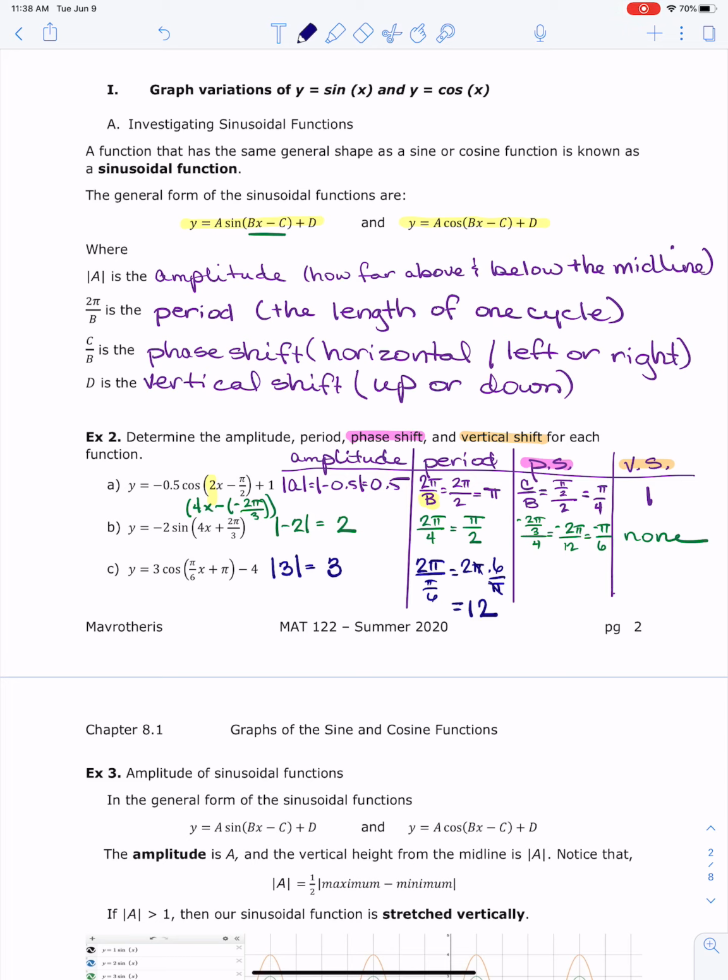Our phase shift, again, same thing here. I've got pi over 6x minus pi. So I have got -pi over pi over 6, -pi times 6 over pi. I get a phase shift here of -6. Makes sense, kind of in line with the period being 12. Our vertical shift, after the fact here, we are subtracting 4. So our vertical shift is -4. This whole graph is going to move down 4. And that's the end of page 2.